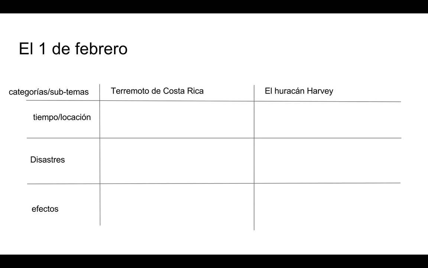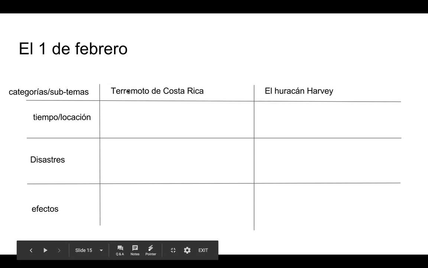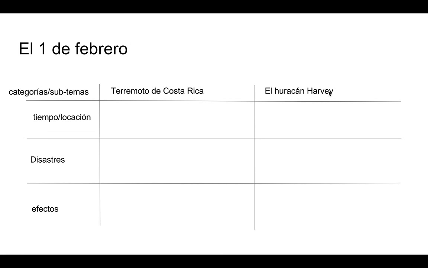So this is an example of something that you'll see on the AP exam, and that's why we're starting to do these now so we can get really well versed in how this works and you'll feel really comfortable with this practice. So what we're doing today is we're comparing and contrasting two natural disasters, one from a country in the Spanish-speaking world and one from our own community. So we're comparing, as you can see here in the center column, El Terremoto de Costa Rica that we talked about yesterday, and then El Huracán Harvey, which you may or may not know much about.